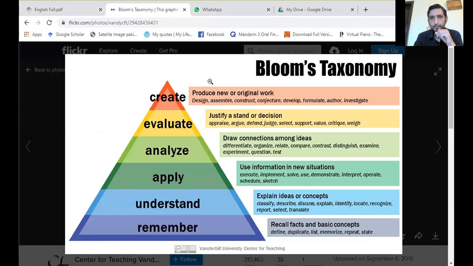In this new slide, as you'll see, there's a pyramid, and from the bottom to the top there are six different layers. At the bottom there is just remembering, then you have understanding, then application, then analysis, then evaluation, then creativity or creation. These are the steps through which we move on in our thought levels.